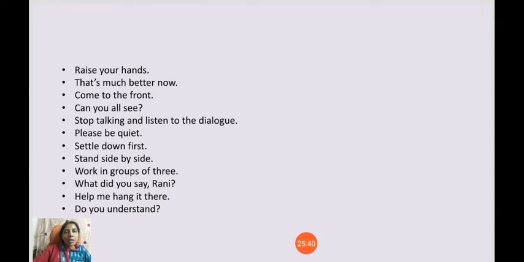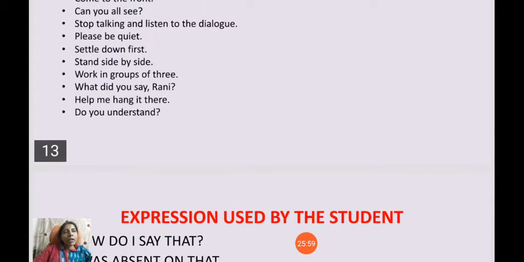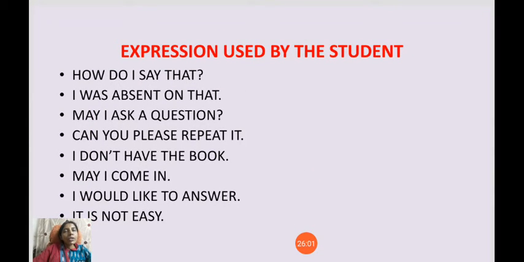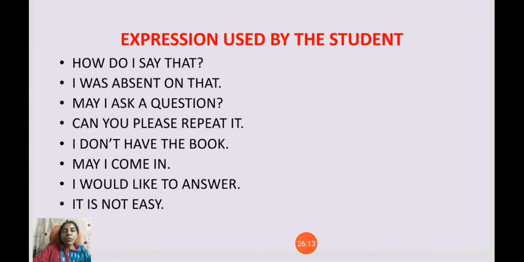So these are some expressions used by the teacher in the classroom. I think your teacher also uses these expressions in the classroom. Now let's move forward. So you learned that there are many expressions that are used by the teacher when she speaks. Now come to the students. Generally, what expressions do you use?